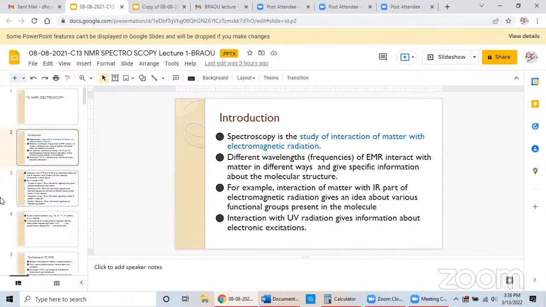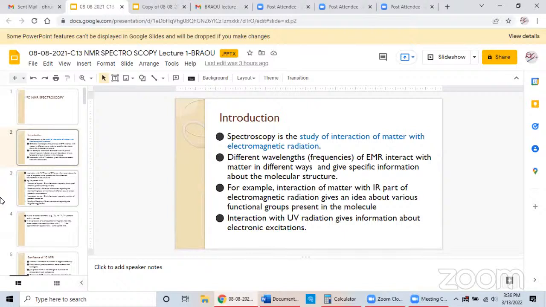What kind of nuclei are magnetic? The nuclei whose spin number I is not 0, it should be positive. It can be 1/2, it can be 1, it can be 3/2, etc. But it should not be 0. When the I value is 0, it is non-magnetic. When I is positive, it is magnetic.